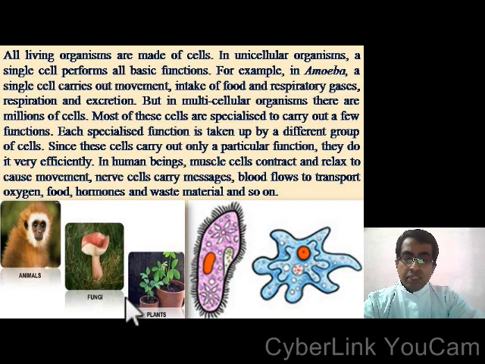In human beings, muscle cells contract and relax to cause movement. Another type of cells called nerve cells carry messages. Blood flows to transport oxygen, food, hormones, waste materials, and so on. So each specialized function is taken up by a different group of cells in multicellular organisms.